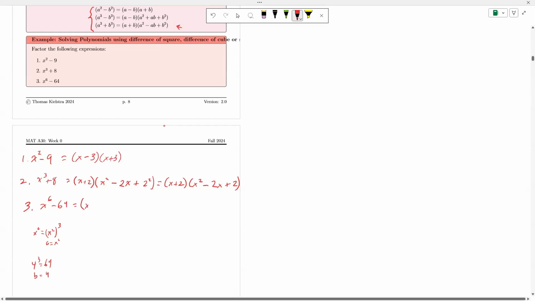So this is going to be x squared minus 4, then x squared squared, minus 4x squared, or plus 4x squared, because remember we're using this equation, plus 4 squared, which equals x squared minus 4 times x to the 4 plus 4x squared plus 16. Now we're not quite done because this here is a difference of squares. So we get x minus 2, x plus 2, x to the 4 plus 4x squared plus 16.